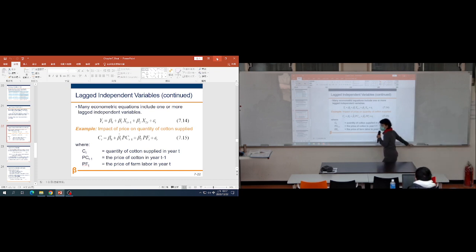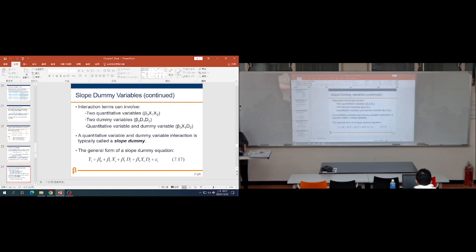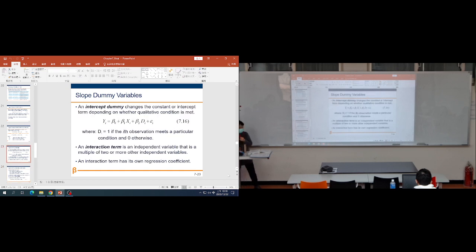maybe I have this PPT here. Okay. This is what we learned in chapter 3. This is called dummy variable, right? There's a y, there's beta 1, there's x, and the d. So d equal to 1 if the ith observation meets the particular condition and 0 otherwise.